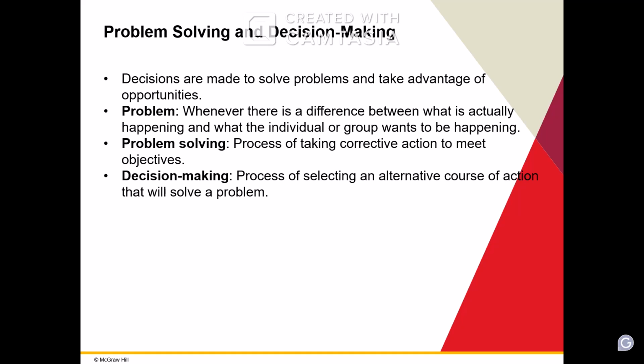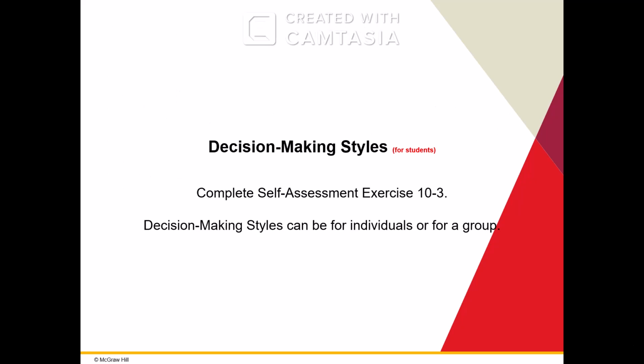What is a problem? Let's first get to know what a problem is. Whenever there is a difference between what is actually happening and what the individual or group wants to be happening, so if there is a conflict of interest, or results do not meet expectations, a problem occurs. And what is problem solving? The process of taking corrective action to meet objectives. And what is decision making? It is the process of selecting an alternative course of action that will solve a problem.